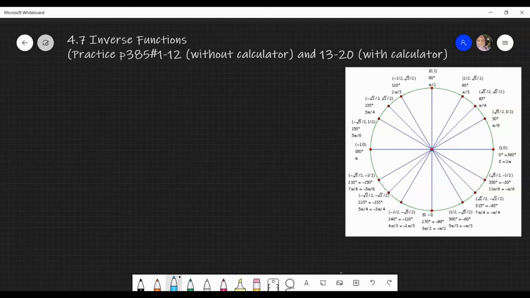Hi, this is inverse function video part 2. We ended part 1 by talking about misconceptions about inverse functions, and we ended the video saying that inverse functions simply means switching the x and y, input and output. We're going to talk about this more specifically with the inverse of trig functions.